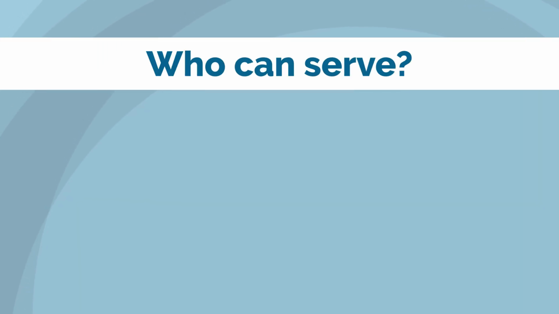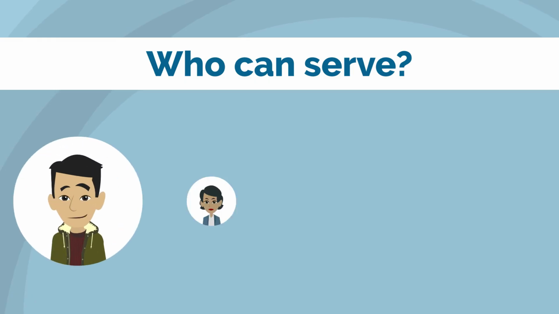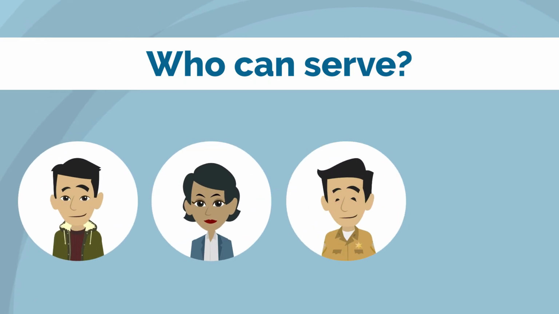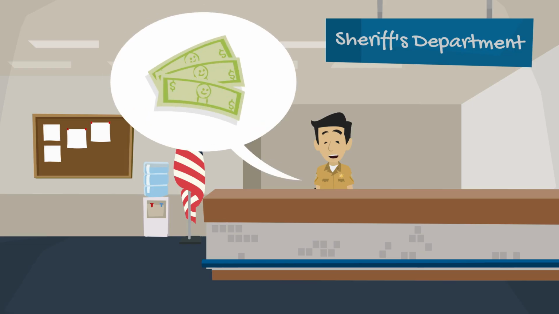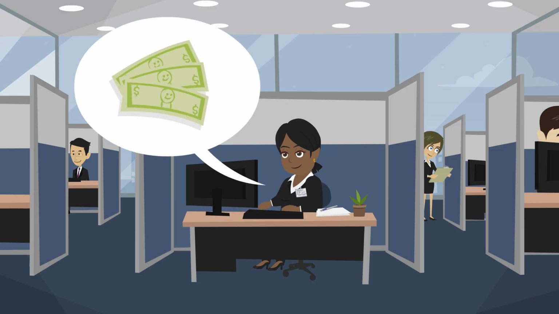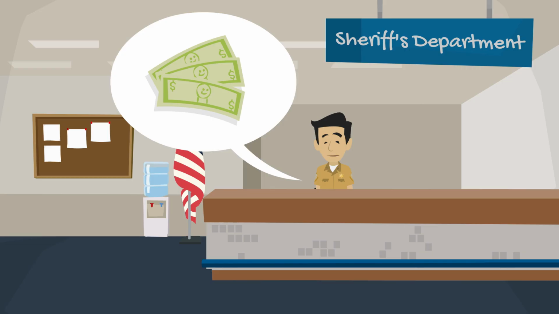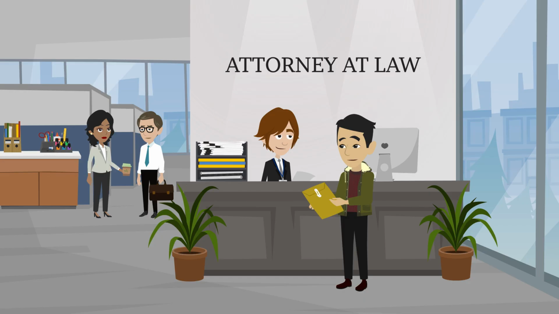The person who delivers the copies can be a friend or relative, the sheriff's department, or a private process server. The sheriff's department or a private process server will charge a fee to deliver the documents. The sheriff's department will waive the fee if a fee waiver was granted by the court. If the other party is represented by an attorney, then the documents must be delivered to the attorney. The person who delivers the forms will likely not give them directly to the attorney, but to a receptionist or someone else who works in the attorney's office.